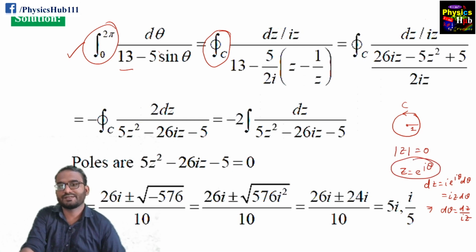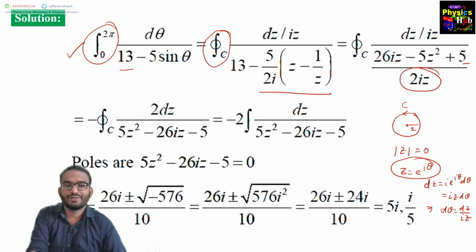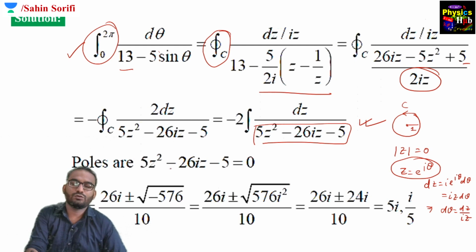The 13 minus 5 sin θ, and sin θ can be written as (z - 1/z)/(2i), because z = e^(iθ). So this can be written in this way. Now we have just evaluated this thing, and we got (26iz - 5z² + 5)/(2iz), and after doing some simplification we are getting this. I think you can do it by yourself. Now we have got the straightforward form: iz² - 26iz - 5. Once we evaluate the poles, we will be able to evaluate the residue, and using Cauchy's residue theorem we can evaluate the integral.